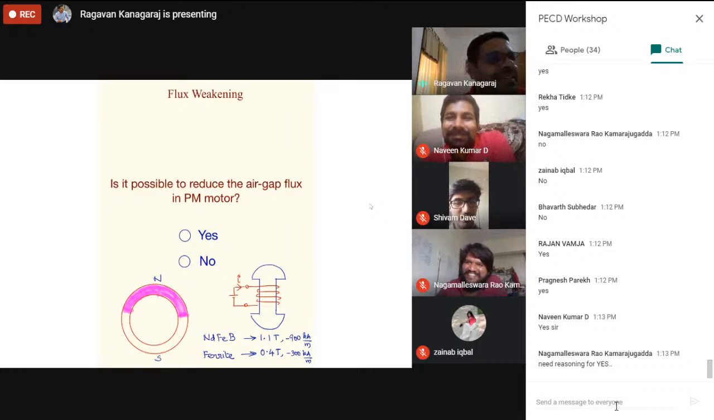Naga Malleshwara says, need reasoning for yes. Oh, okay, Naga is asking Naveen Kumar, why do you say yes? I want a reason. Why can't you ask directly? Why is there a kind of a medium? No, sir, it's not from Naveen Kumar. It is from the yes people who answered this question. Naveen said yes, Rajan said yes, Pragnesh said yes. This question is to those people who said yes. I'm not saying anything. I'm asking the question.